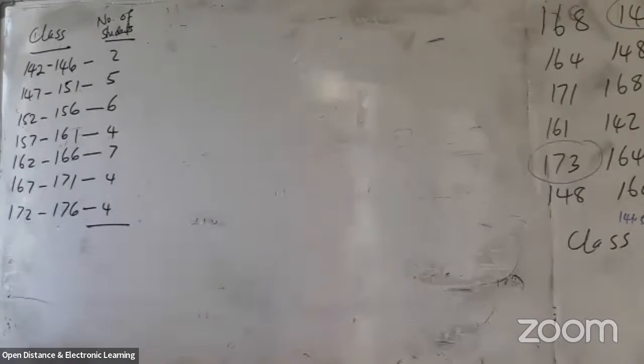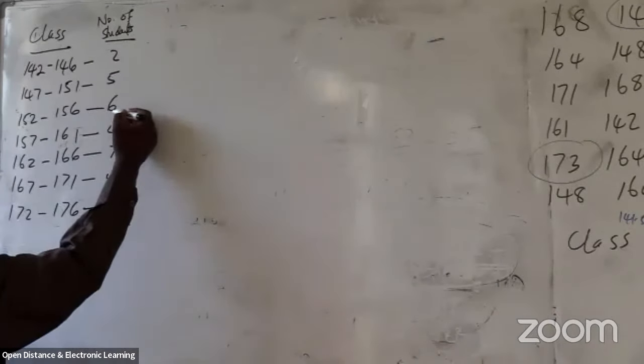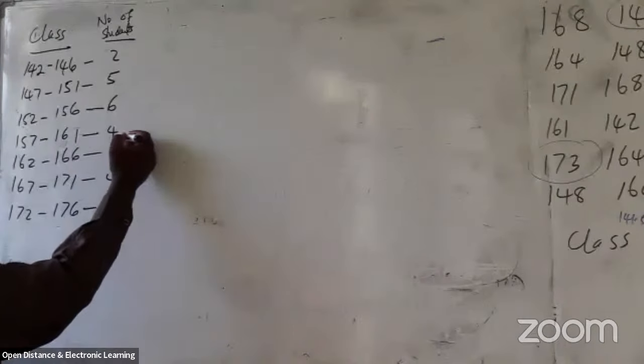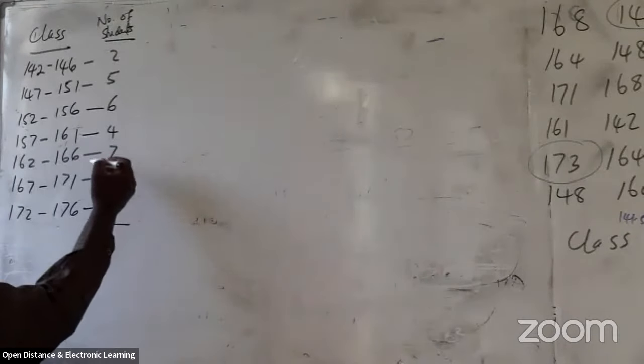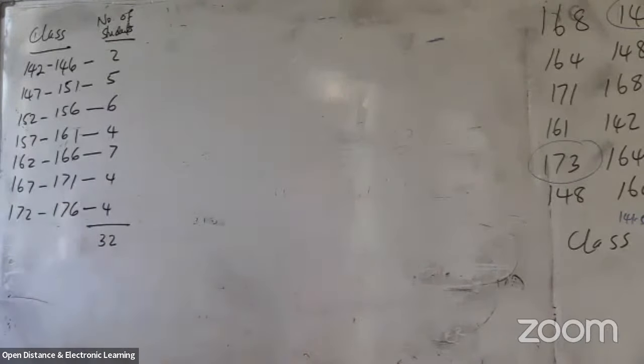Then you get that total. That should give us the total. This is 7, 13, 7 plus 10, 17, 24, 24 plus 8, 32. Please confirm that that is exactly what we did get.